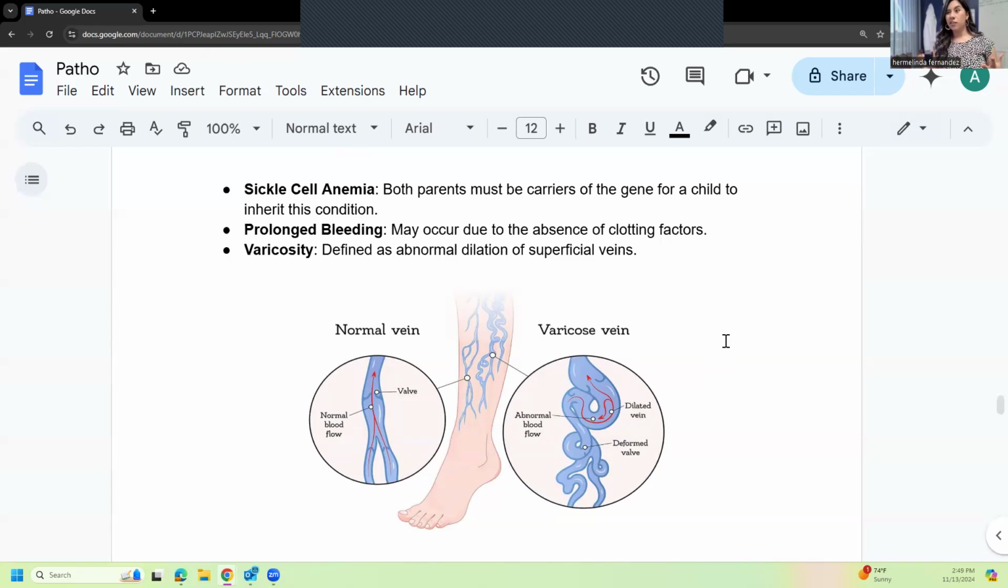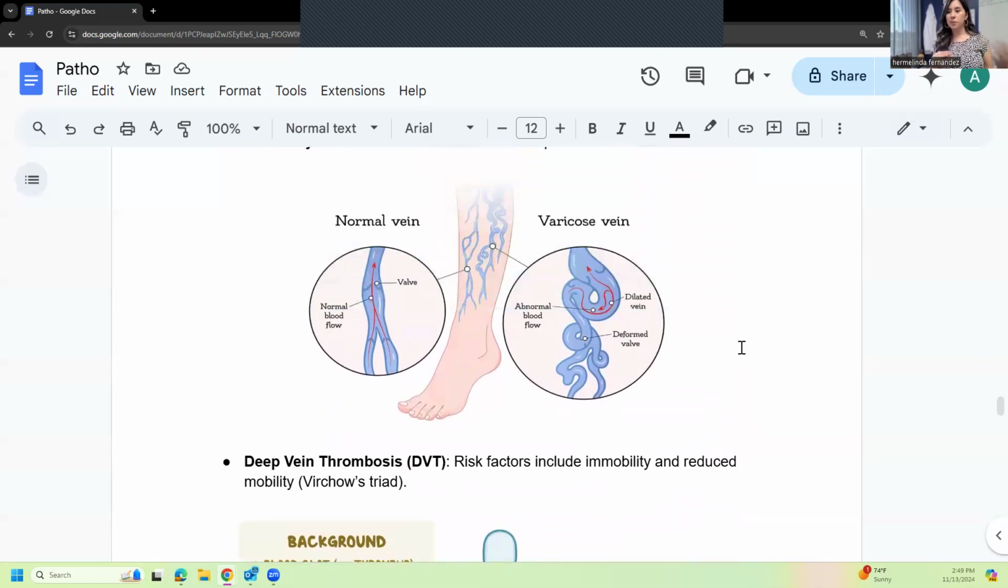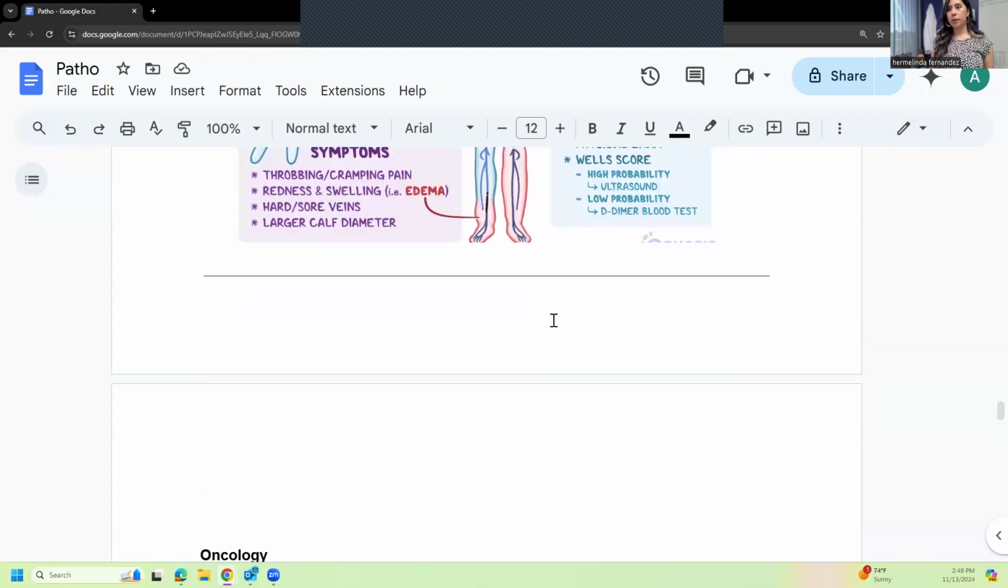Varicosity is defined as abnormal dilation of the superficial veins. Deep vein thrombosis: you have a patient experiencing DVT. What would be one of those risk factors? The risk factors would include immobility or reduced mobility, so that's Virchow's triad that we talked about.